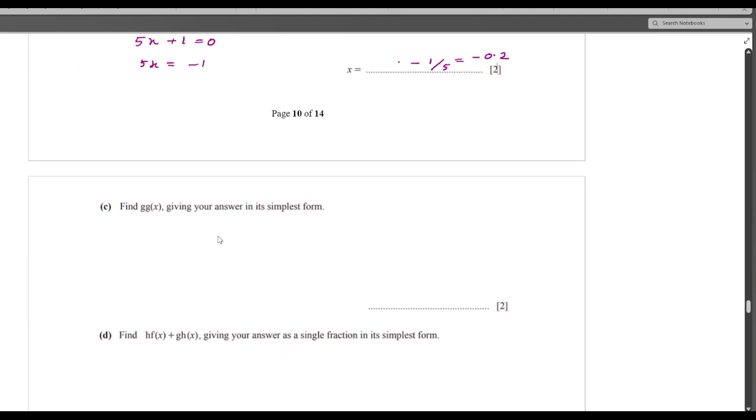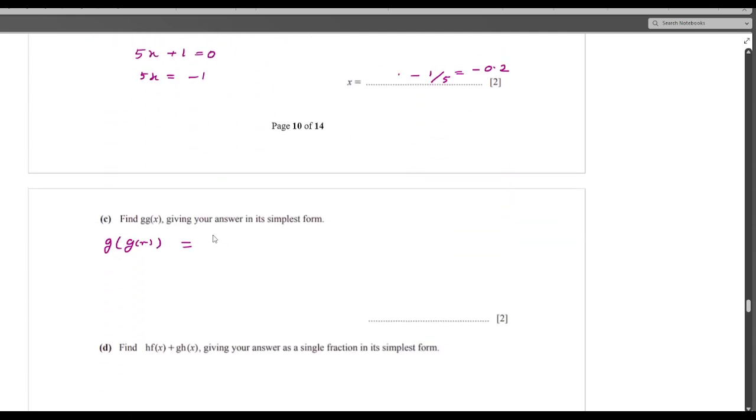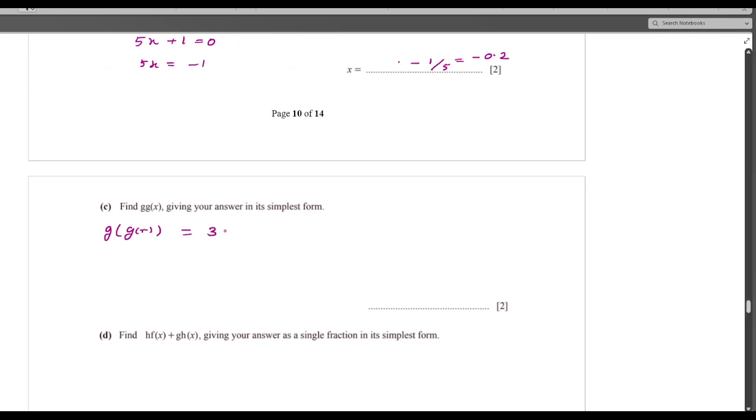Then g of gx, giving your answer in simplest form. So g of gx means g of this gx. Okay, so here this is going to be, now g of x is what? G of x is 3x plus 2. So it is going to be 3, in place of x I will write gx plus 2. Now 3 times gx, we know that it is 3x plus 2. So it is 3x plus 2 plus 2, and this is your 9x plus 6 plus 2. So your final answer is 9x plus 6 plus 2 is 8.